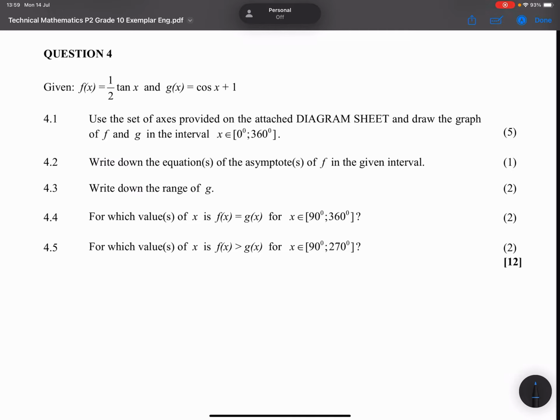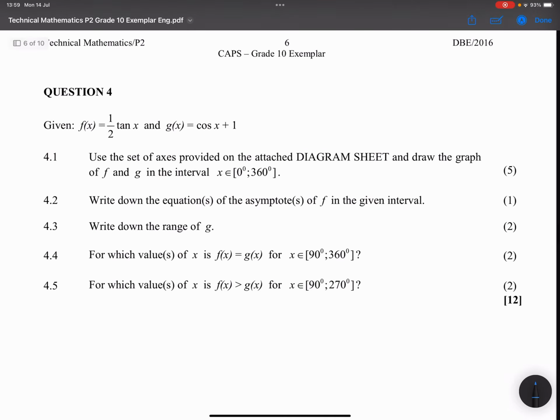All right, so we are looking at question 4 from our technical maths grade 10 exemplar from 2016.